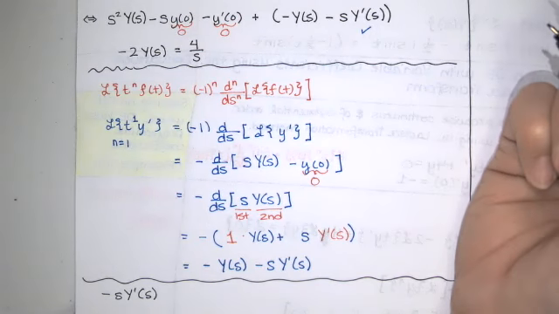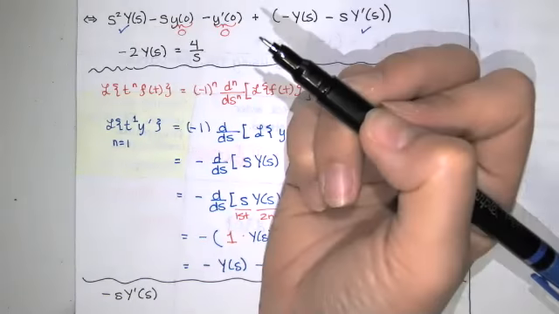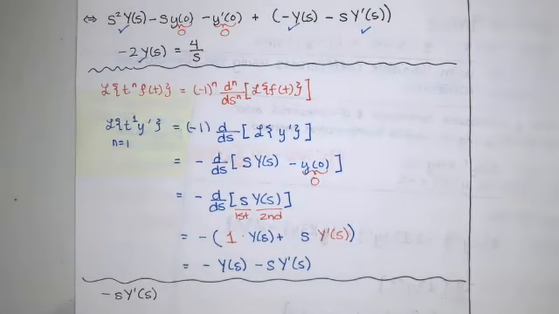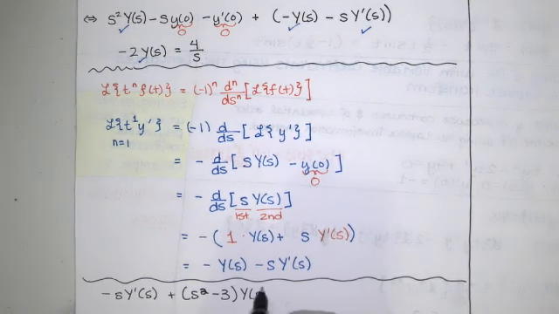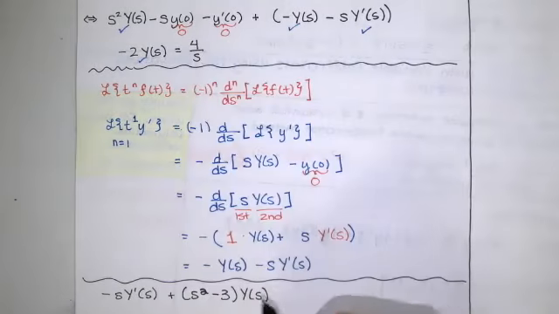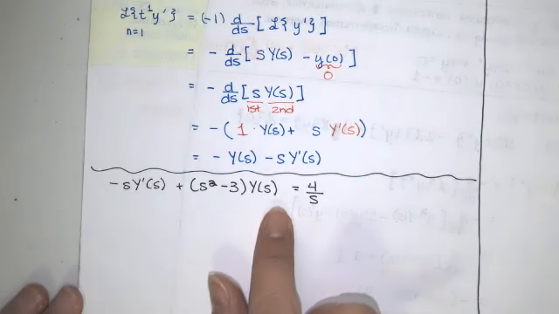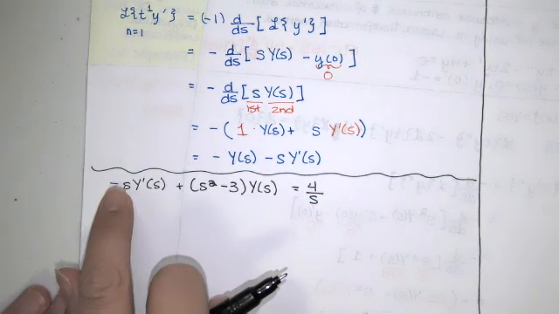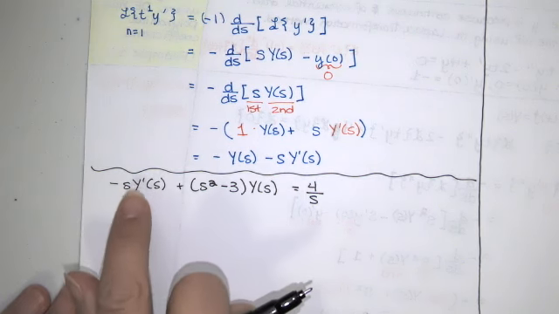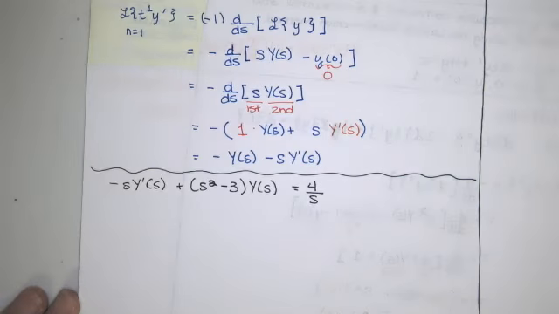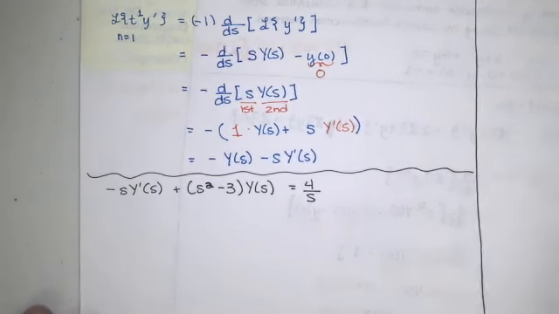I need Y of s terms. I've got positive s squared times Y of s minus Y of s minus 2 Y of s. So that's going to be s squared minus 3 times Y of s. And this is 0 and this is 0. And so we just have 4 over s on the right-hand side. So that actually is first order linear in Y of s. It has a coefficient, so we'd have to divide that out. But after we divide that out, I'll have the derivative plus a function of s times the function that we're looking for equals a function of s. So we can solve this differential equation with an integrating factor.